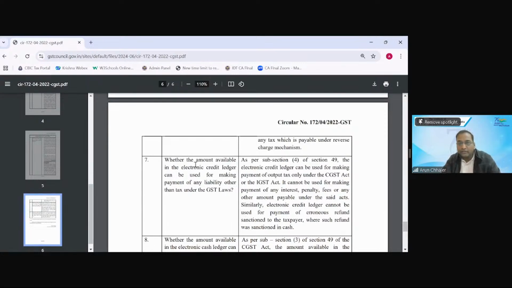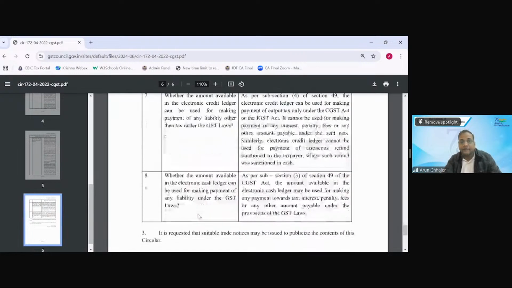Whether the amount available in the credit ledger can be used for making of any payment liability other than taxes, answer would be no. Other than tax, answer would be no. It cannot be used for making the payment of interest, penalty, fee or other.